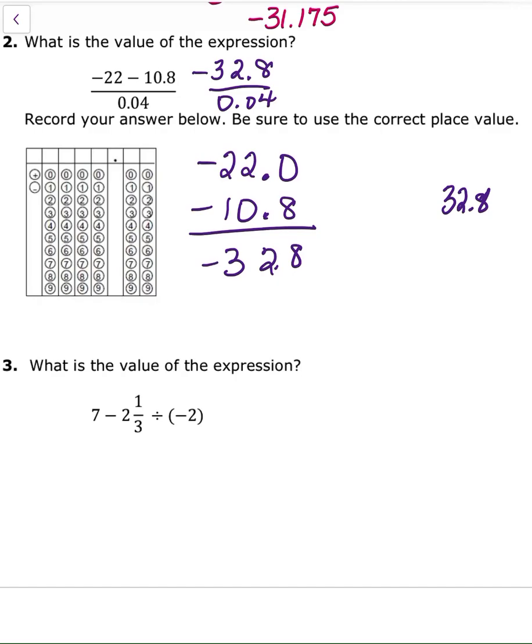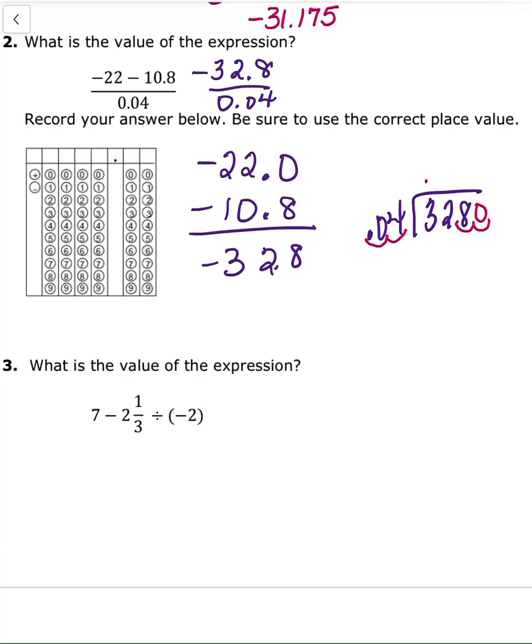Making that super messy, aren't I? Let me do it again. All right, so 32.8, or 32 and 8 tenths, divided by 4 hundredths. I do not want to divide by a decimal, so I'm going to make it a whole number. Actually multiplying it by 100, but the shortcut is to move the decimal point 2 places to the left. You got to put a 0 there.